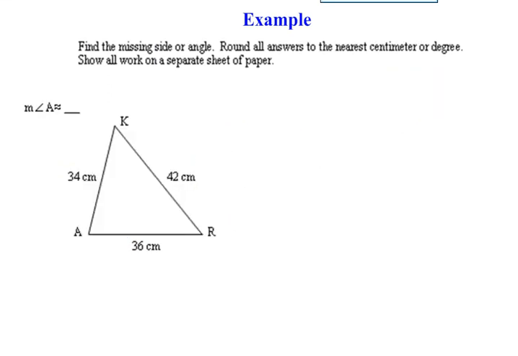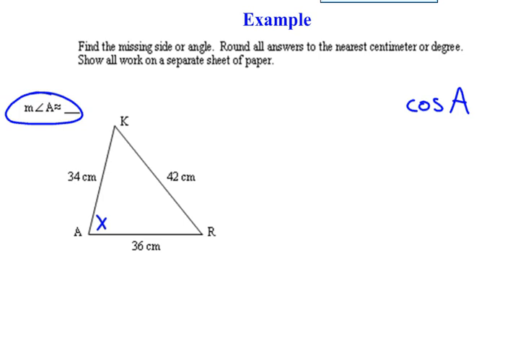All right, in our second example here, we are trying to find the measure of angle A. So angle A is right here. So that's going to be the angle in our law of cosine, right? There's only one position for an angle in the law of cosine. So we're going to end the law of cosine with the cosine of angle A.